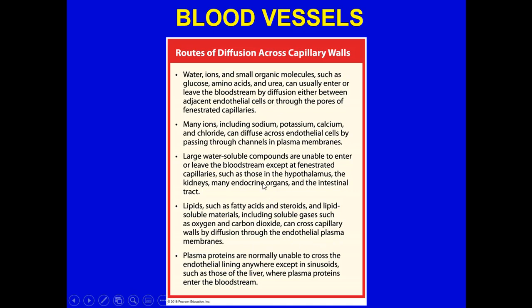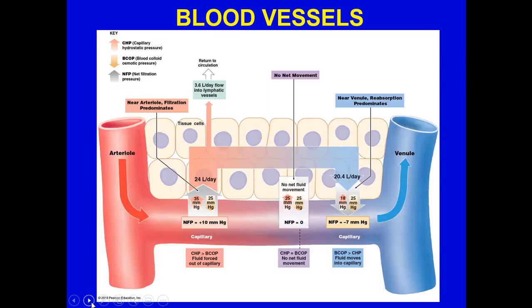Plasma proteins are normally unable to cross the endothelial lining anywhere except in sinusoids, such as those that you would see in the liver, where, interestingly enough, plasma proteins enter the bloodstream. The liver makes some of these plasma proteins. It's absolutely essential. Now, remember, CHP minus BCOP gives you NFP.